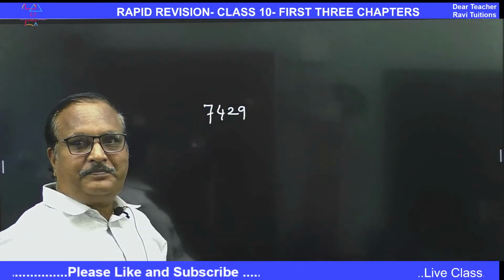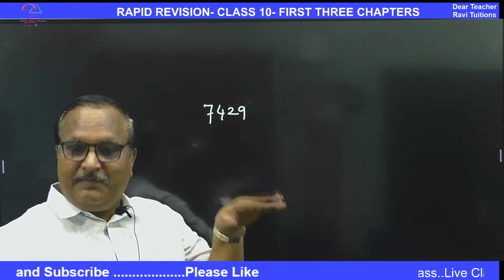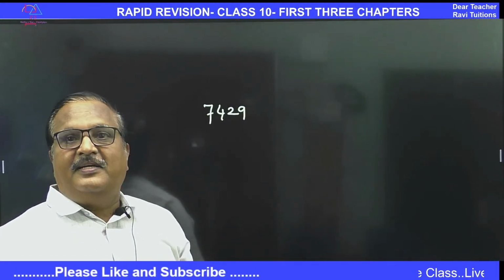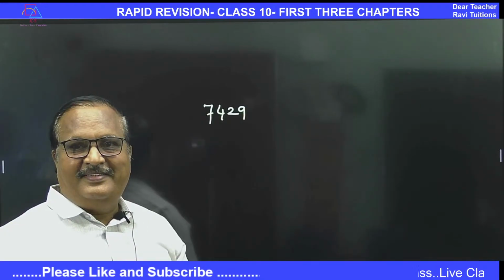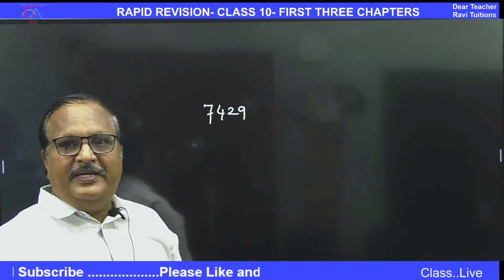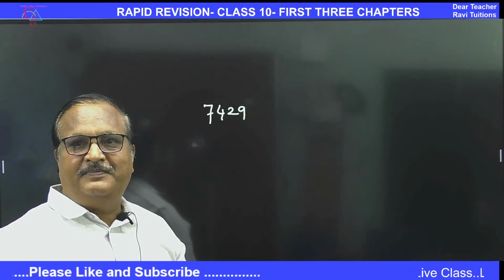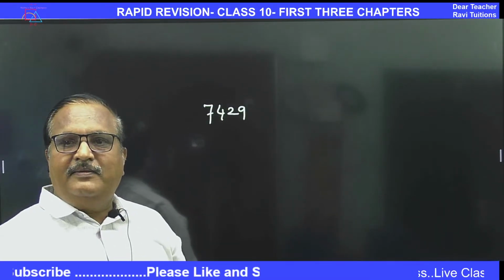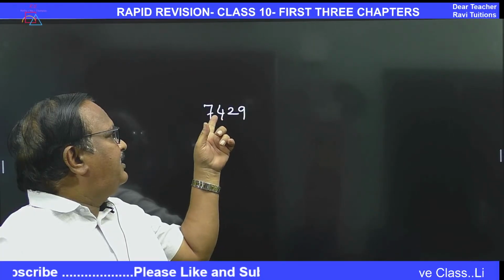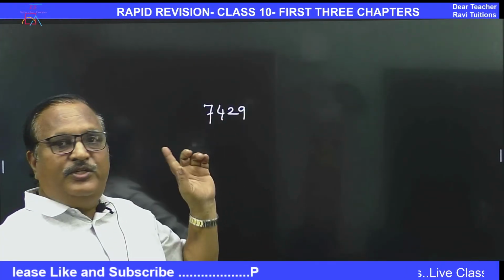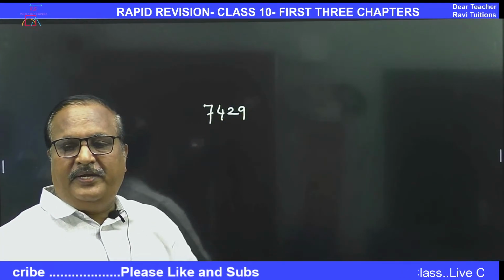7429. This is one of the numbers given in the textbook, to be expressed as a product of prime factors. So now 2 won't be going because it is an odd number. 3 won't be going because in 7429, the sum of the digits 9 plus 2, 11, plus 4, 15, plus 7, 22. So 3 won't be going, right?